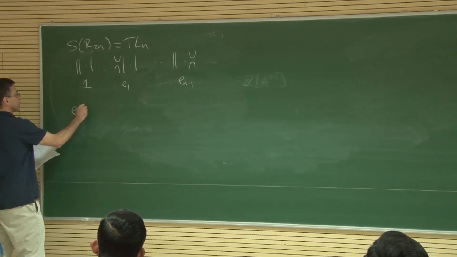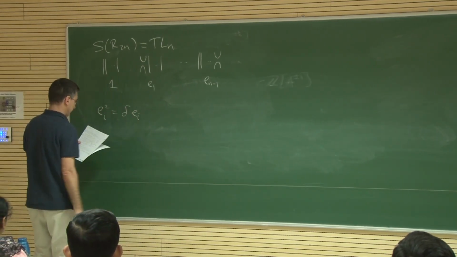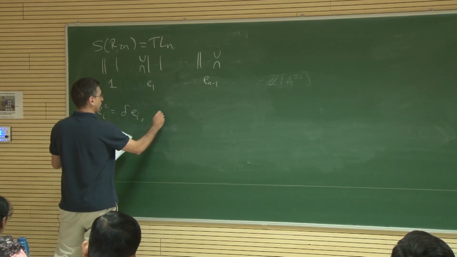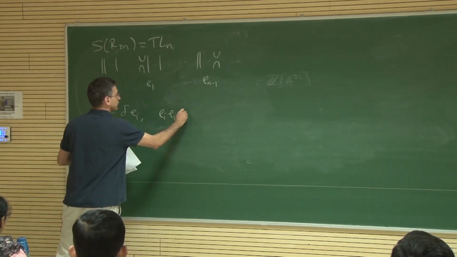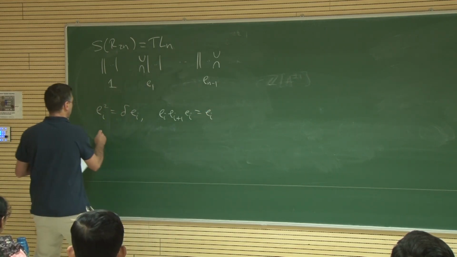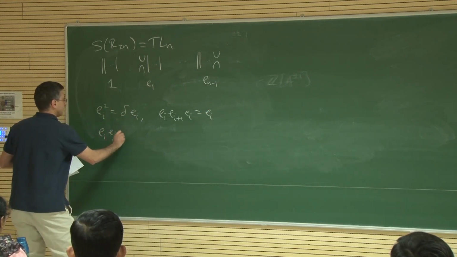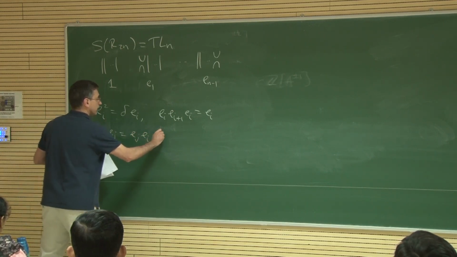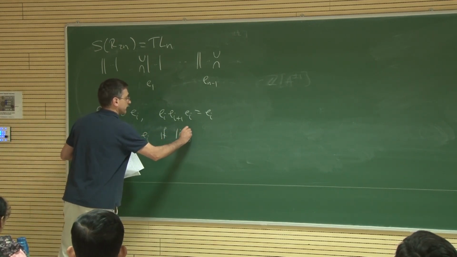So E_i squared is delta E_i. E_{i+1} E_i E_{i+1} is equal to E_{i+1}, and E_i E_{i+1} E_i is equal to E_i. And E_i E_j is E_j E_i if they're far enough apart.